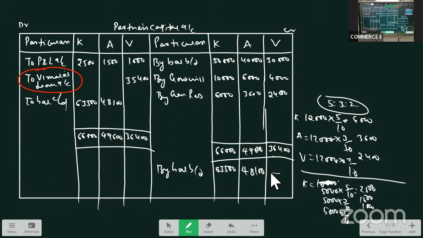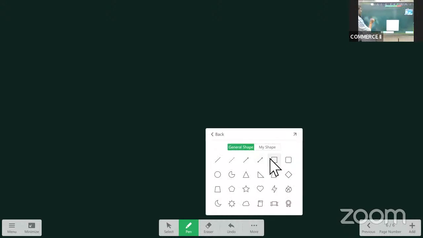And the next step is we will prepare a balance sheet. We'll prepare the balance sheet of the new firm. We also have to prepare the loan account. That we'll do here. A very small loan account with only one entry we have.